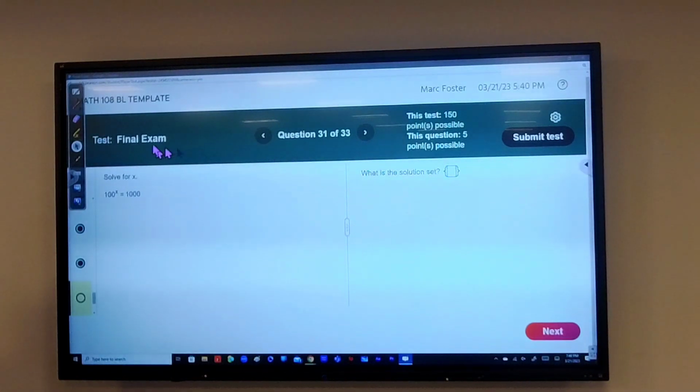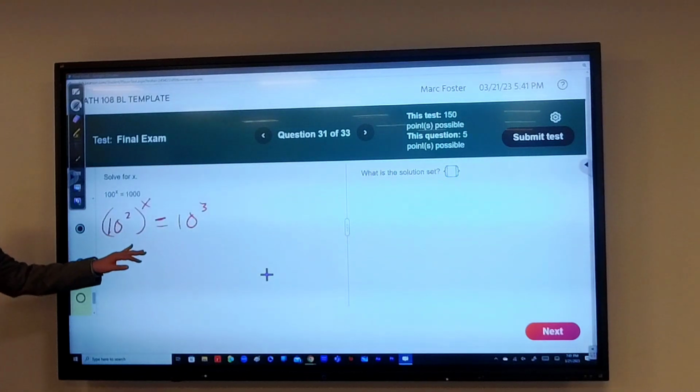This one, is it crazy simple? I don't know. You know, I see that this is 10 squared to the x power equals 10 cubed. If we wanted to do it like that, we could. So that way 2x is 3. So then in turn x is 3/2. But even this can get messed up, right?